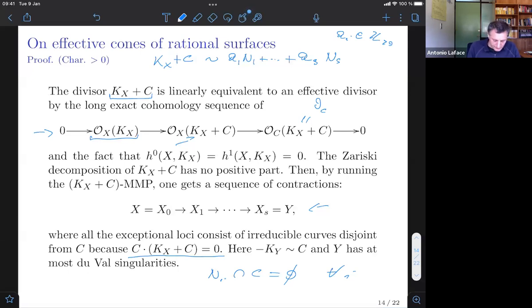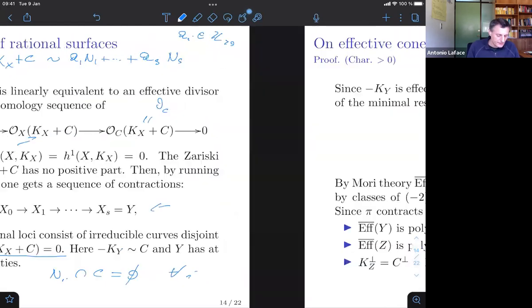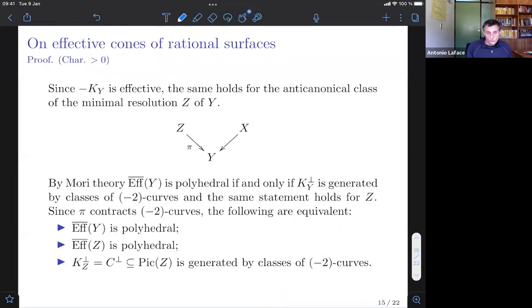And moreover, minus Ky being equal to C has the same self-intersection as C, which is 0. This remains unaltered because I contracted things which are orthogonal. So we are on a rational surface with du Val singularities and anti-canonical class which is nef. So the theory of such surfaces is very well understood.